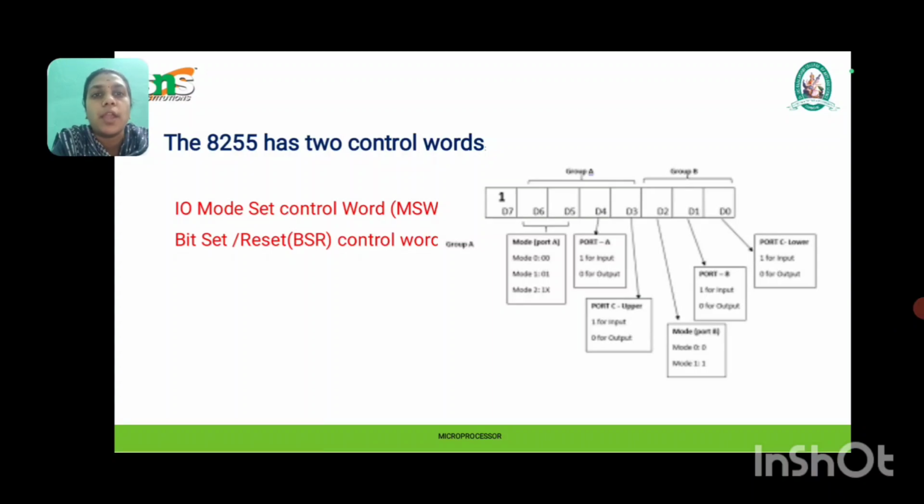Next, the 8255 has two control modes. The first one is I/O mode set control mode, and the second one is BSR mode, the bit set reset mode.